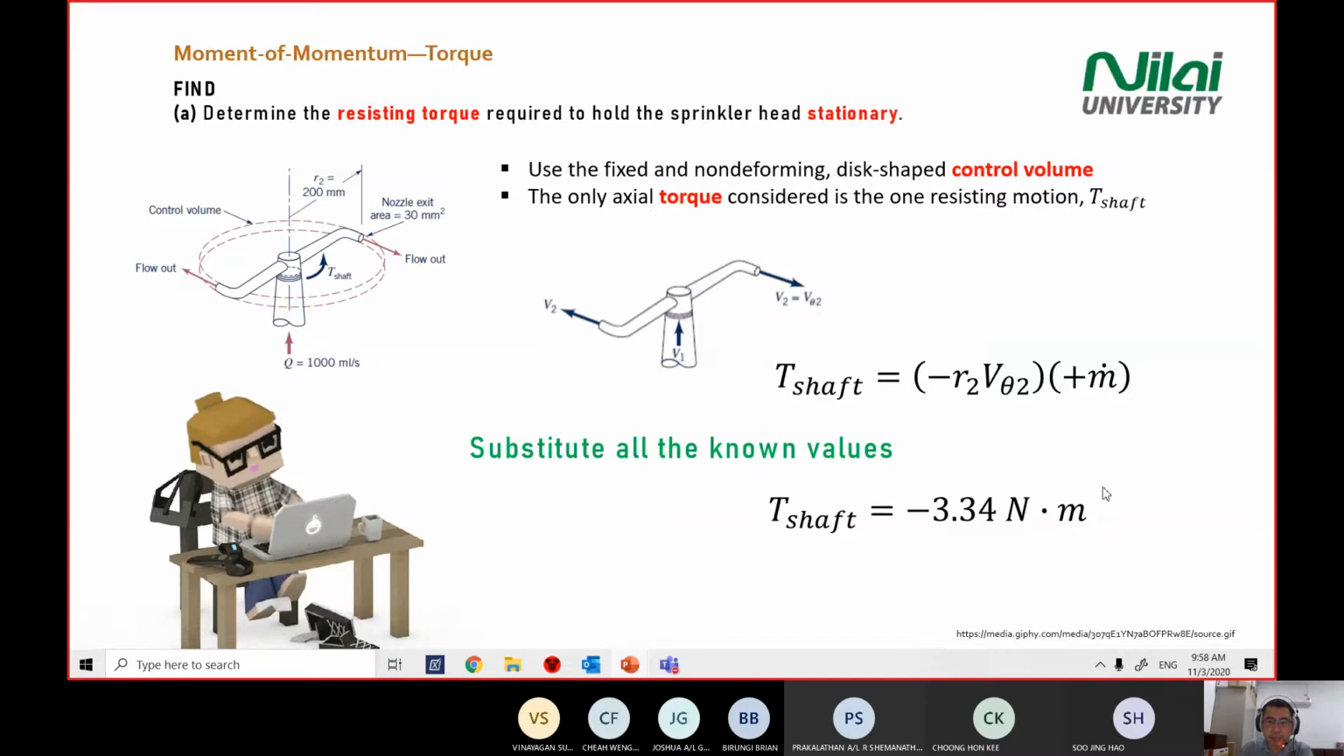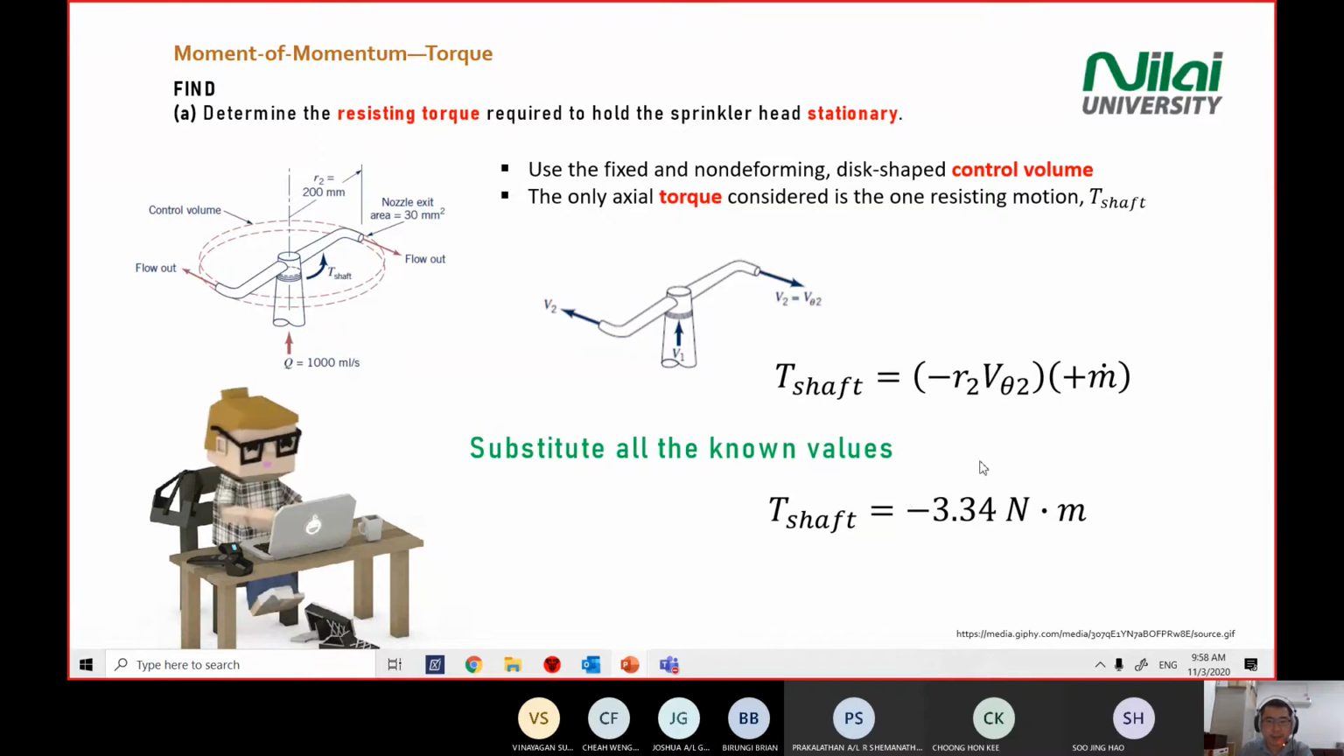Again, remember the unit of the torque. Torque is force times distance, or moment equal to force times distance. Force unit is Newton. Distance in meter. So be careful on the unit when you define your answer. Negative is because the work is done by the water that we explained in the previous slide.